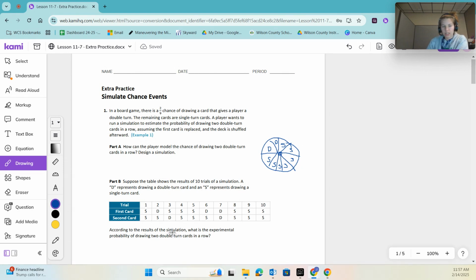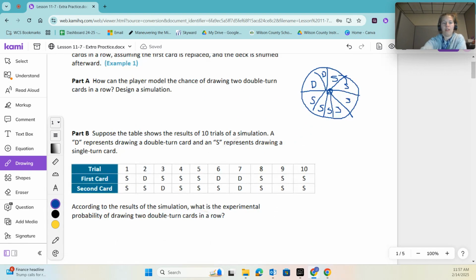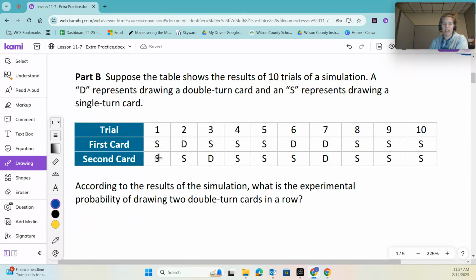According to the results of the simulation, what is the experimental probability of drawing 2 double turn cards in a row? If we look at this, we've got 2 single turns, a double and a single, a double, single, single, single, single, double, single. Here's our double, double, single, singles, singles. So 1 out of our 10 trials gave us 2 doubles back to back. This is 0.1 or 10% of the time. So according to our experiment, it would be 10%.